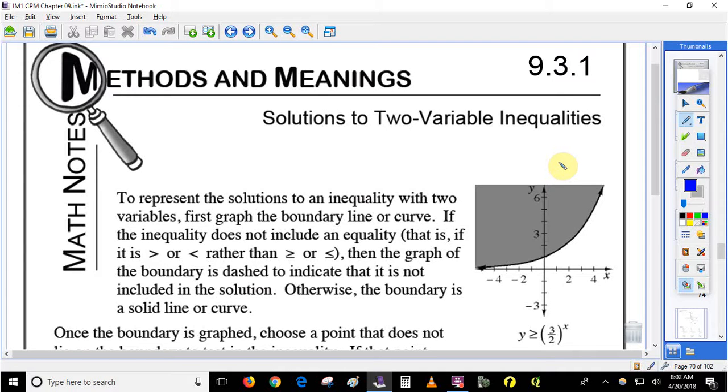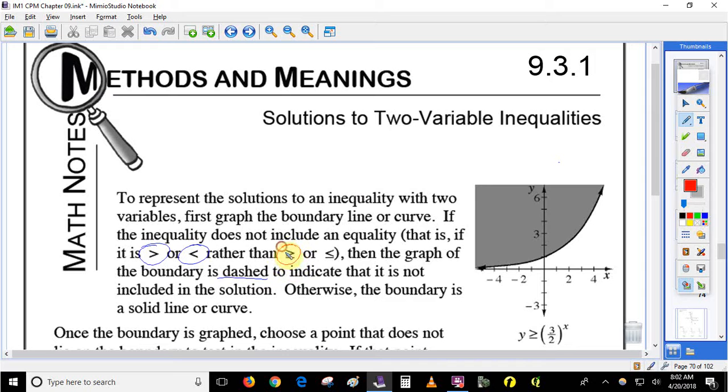This is 9.3.1. We're going to look at solutions to two variable inequalities. To represent the solution to any inequality with two variables, that is, an x and a y, first graph the boundary line or curve. If the inequality does not include equality, that is, it's just greater than or less than without the equal sign, then the graph of the boundary is dashed to indicate that it's not included in the solution.